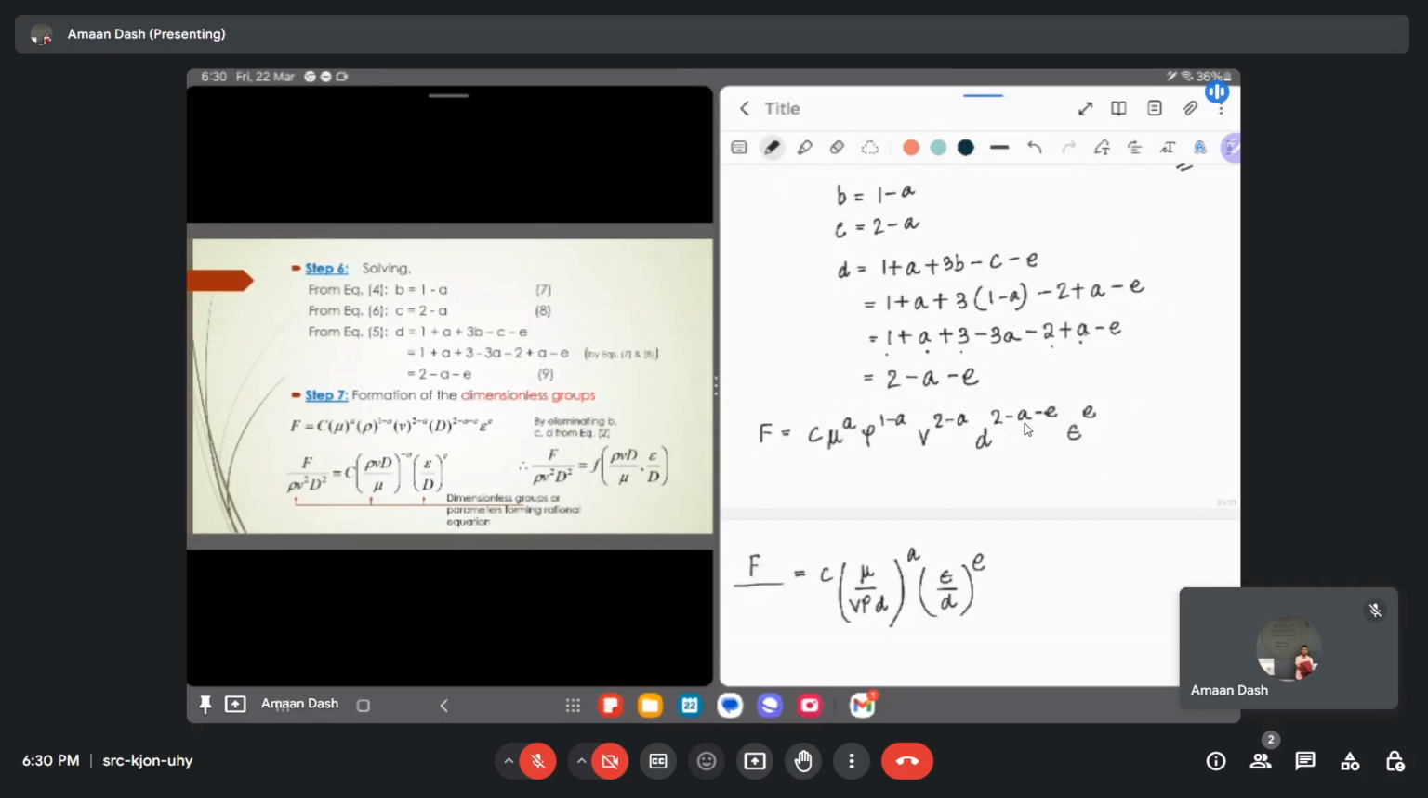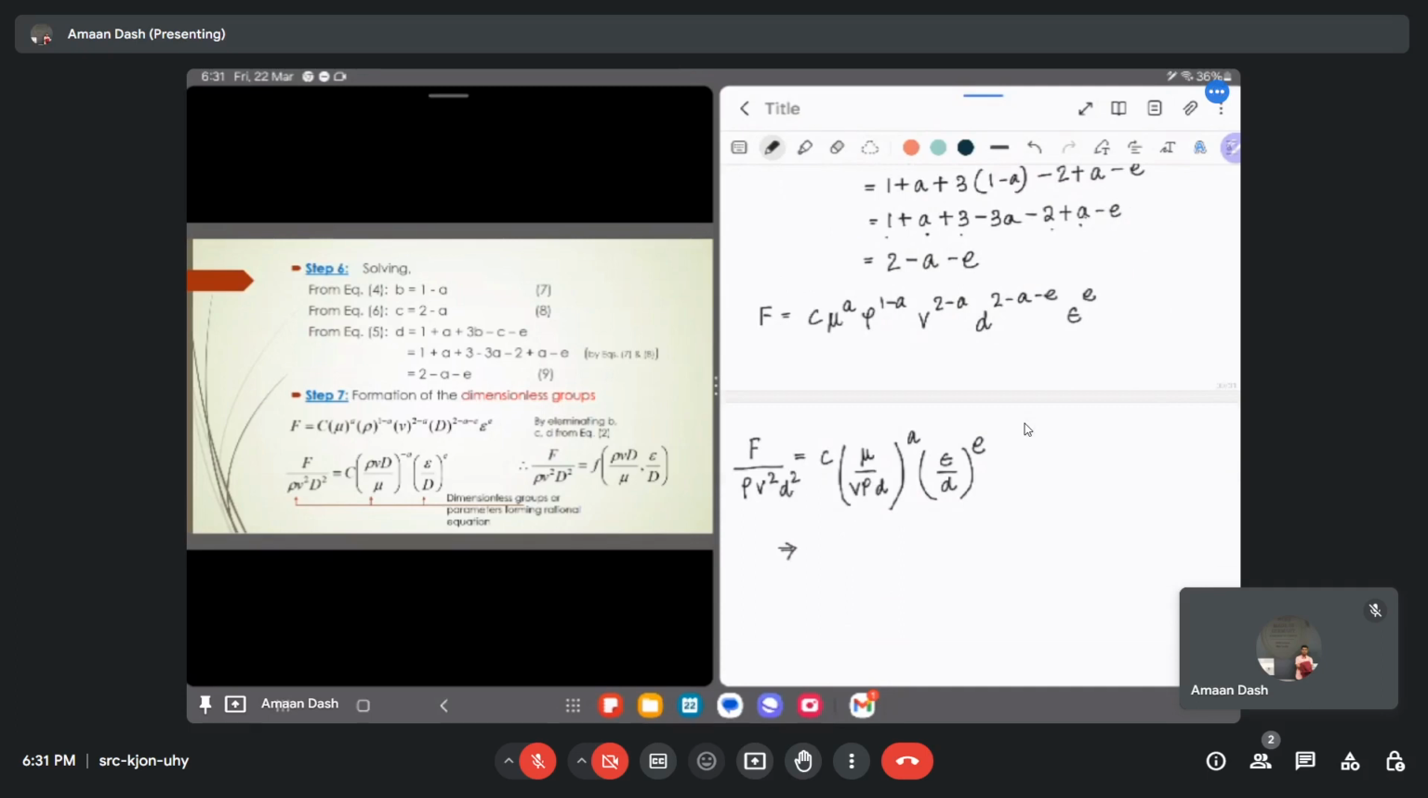So let us take it to this side, which is nothing but rho, and V square will be there, and then we have D square as well. Right? Or otherwise, in the form which is written here, we can write F by rho V square D square is equal to C times of this. I can write rho V D by mu, and instead of A here, I can write it as minus A, and epsilon by D to the power of E.